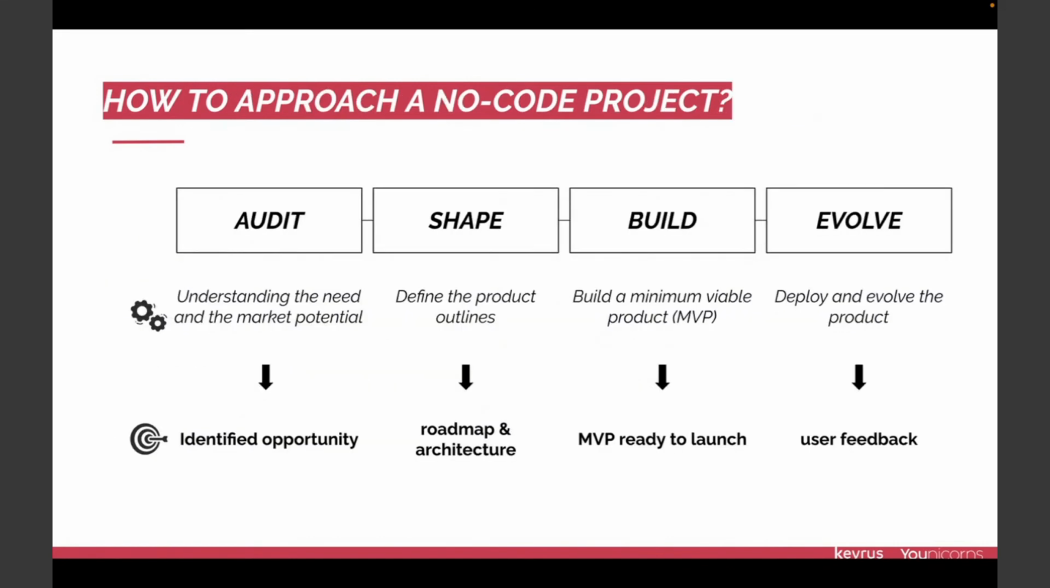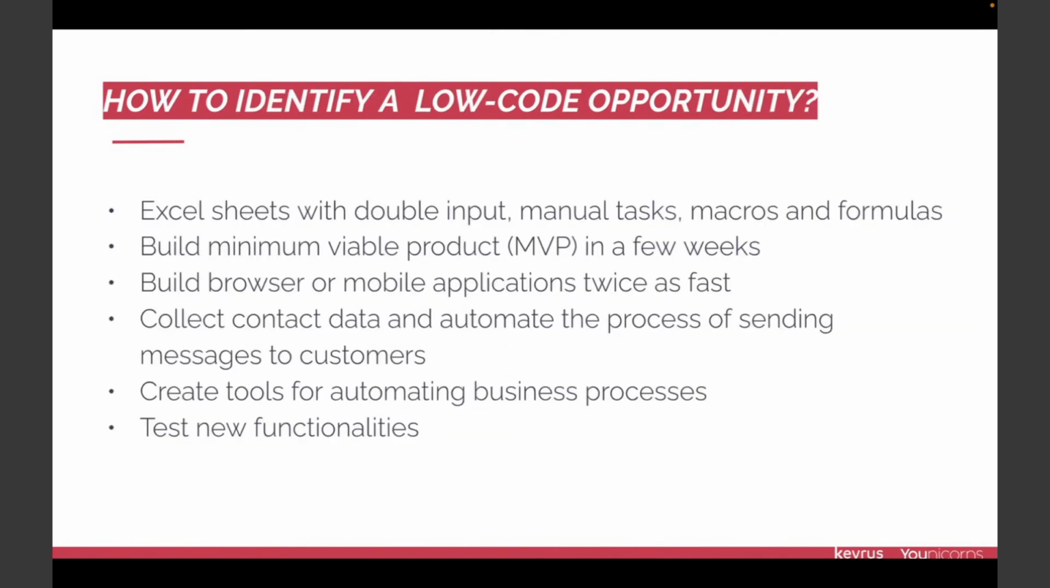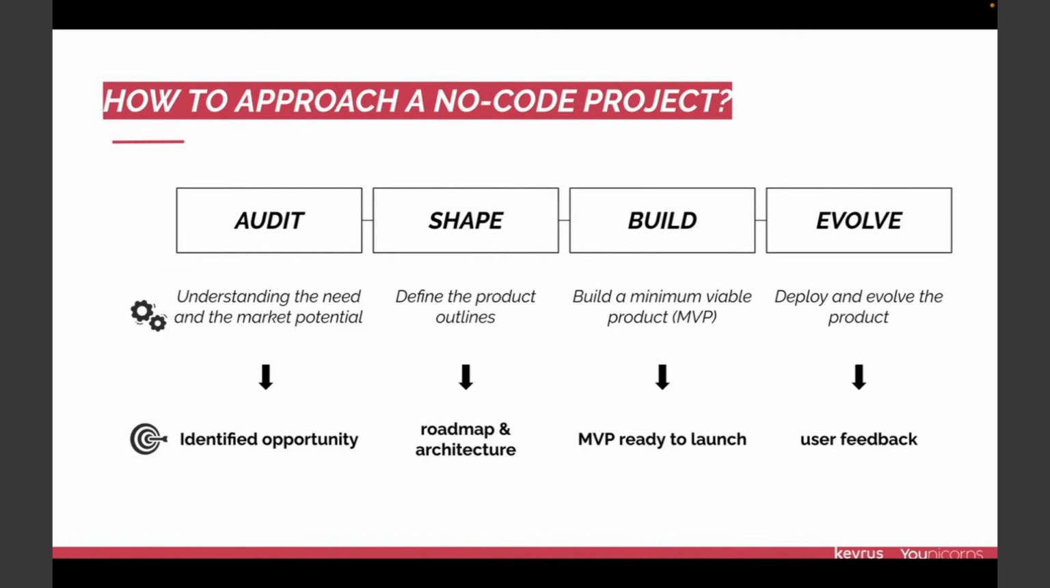So these are the main ways to identify a low code opportunity. And just to round off, of course, how should you approach no code projects? Well, you usually start with an audit. You can either do that yourself or with companies such as Unicorns and Keyrus, which basically means we're going to understand the problem and the need or the market potential that you're having.